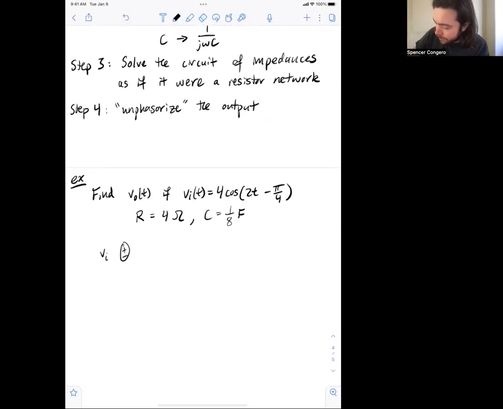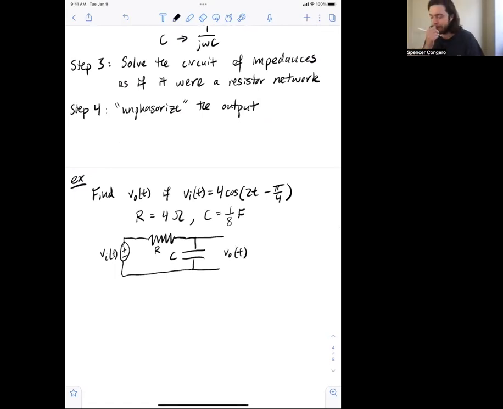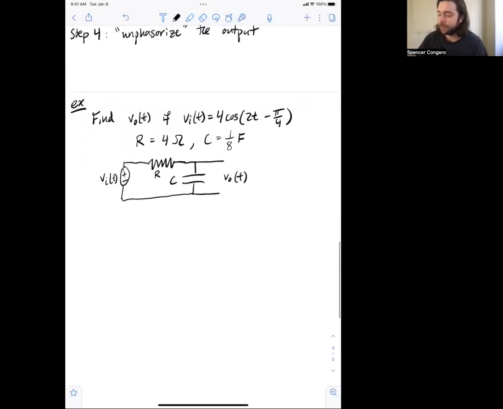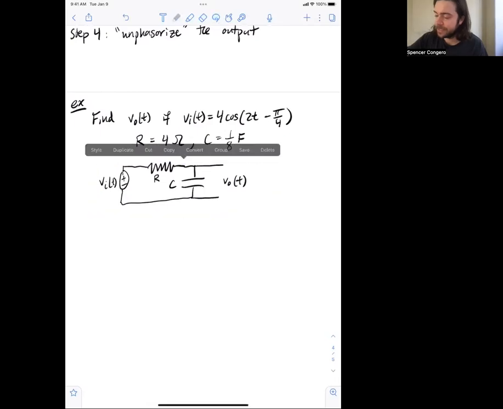Well, we're going to have our input voltage, a resistor, a capacitor, and our output voltage over here. So let's do it. What do we want to do? Well, we want to take our input and phasorize it. We want to take the circuit, phasorize it, solve everything, and then unphasorize whatever we get.